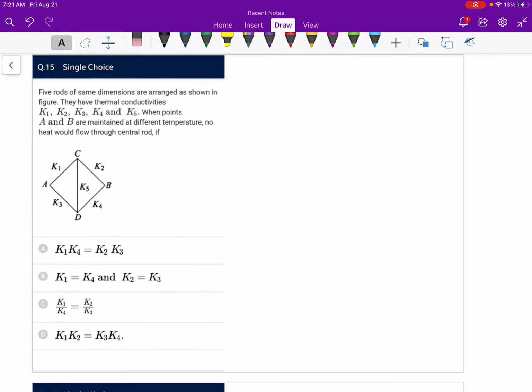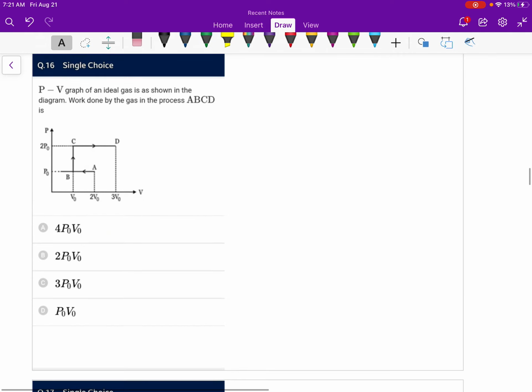4 rods, and when points A and B are maintained at different temperatures, no heat flows through the central rod. That means R2 upon R1 is equal to R4 upon R3. For TC equals TD, R2 upon R1 is R4 upon R3, that is K1 upon K2 is K3 upon K4. So K1 K4 is K2 K3. So A is the correct option.